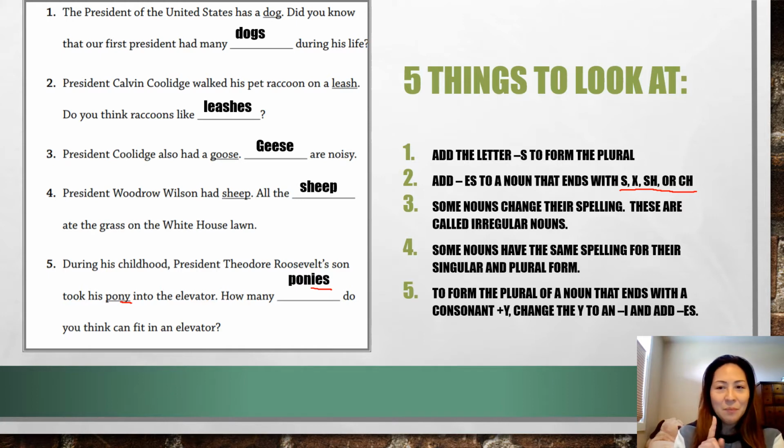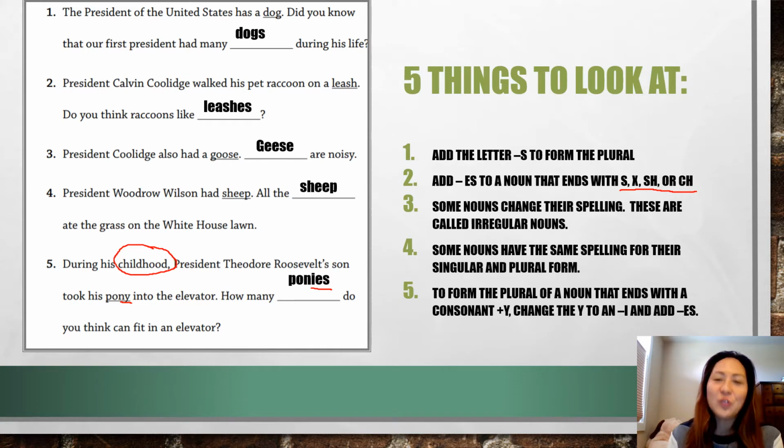Now, there's one little bonus thing that I'm going to point out in this activity. Not just us saying that we have nouns and we have singular and plural nouns. What I want to show you right here is this word childhood. Some nouns you can touch, you can see, you can feel. I can see a car, I can touch a house. Anything up here, I can touch a dog, I can touch a leash, I can touch a geese, I might not want to. I can also touch sheep and ponies.